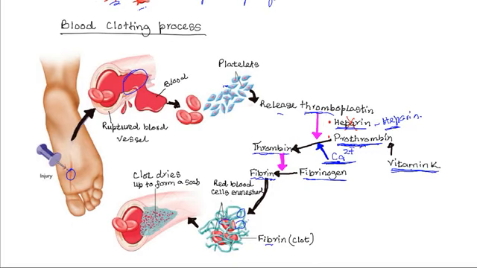So as the clot dries up, it forms a scab that stops the bleeding and protects the damaged tissues from infection. So this process of blood clotting is summarized in this diagram here. First, there's the damage to the blood vessel. That damage to the vessel stimulates the platelets to release thromboplastin. Thromboplastin then neutralizes heparin and also activates prothrombin into thrombin.